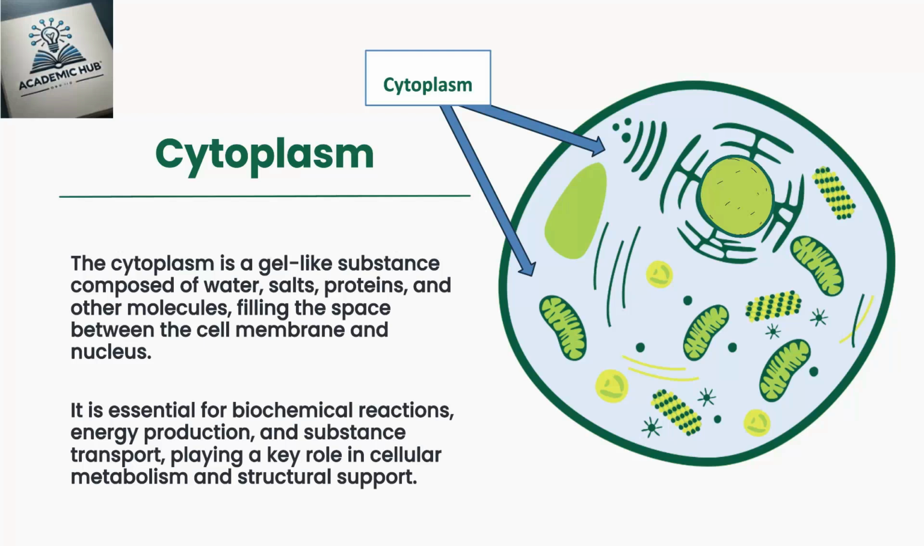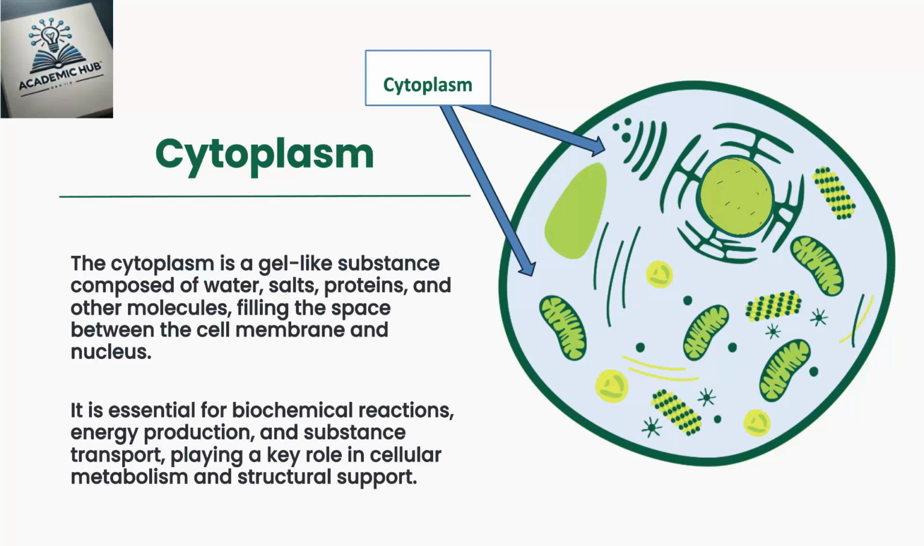It plays a very important role during cell division. During cell division, whether it is mitosis or meiosis, it plays a critical role in distributing organelles and nutrients to the daughter cells. In cytokinesis, the cytoplasm divides, forming two separate daughter cells. In organelle duplication, organelles like mitochondria replicate in the cytoplasm before division.